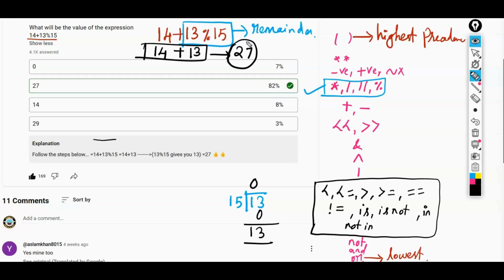If you know these rules and regulations for the precedences of Python operators, then you will be able to crack your expression questions very easily. Hope you are all clear now and you will not ask this doubt again and again.